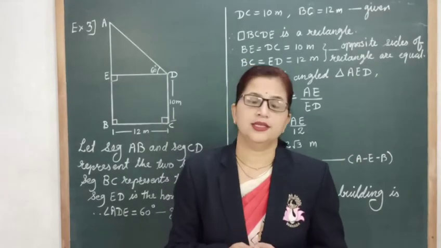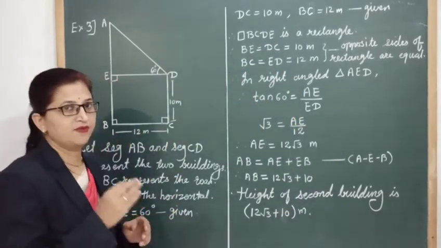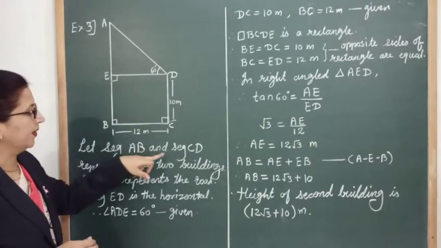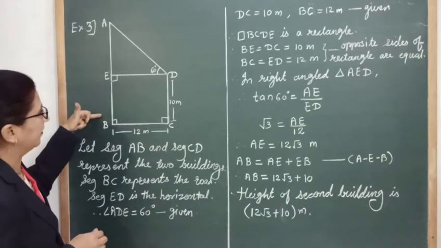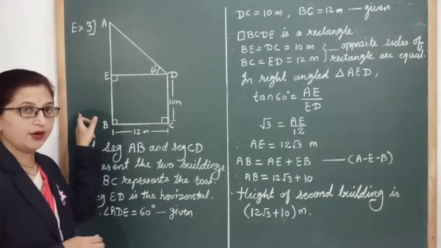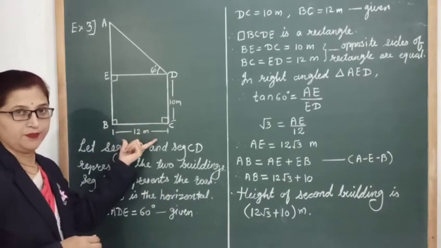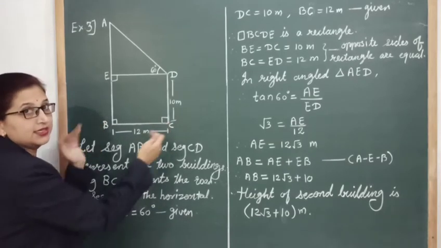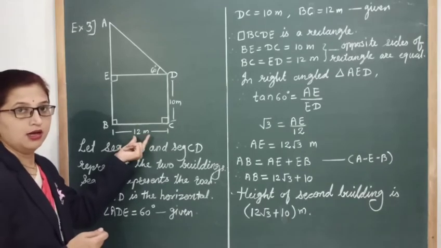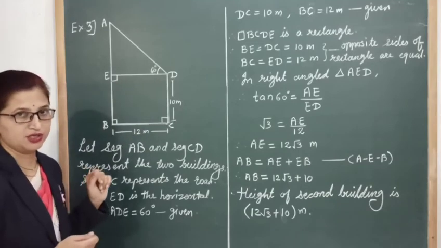So dear students, in this question, we have the two buildings. So let's represent the two buildings in the form of a figure. Here in the figure, let segment AB and segment CD represent the two buildings. Then, segment BC represents the road. The buildings are on either side of the road, and its length is given as 12 meter. Then, the segment ED is the horizontal.